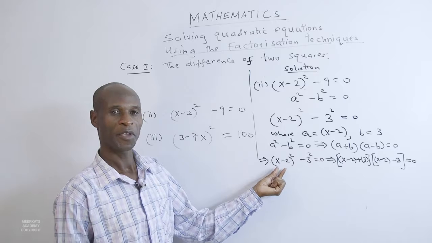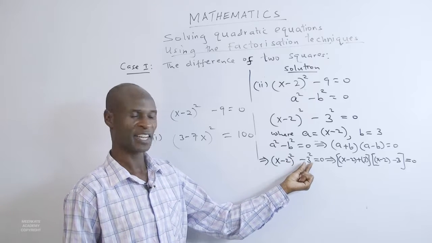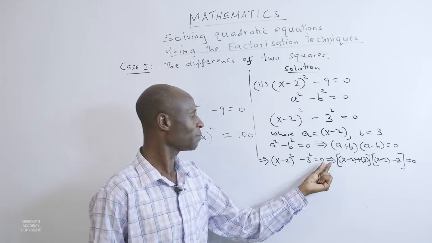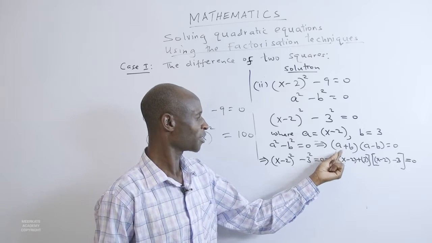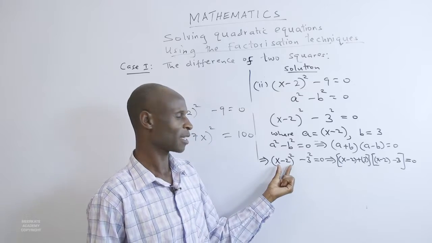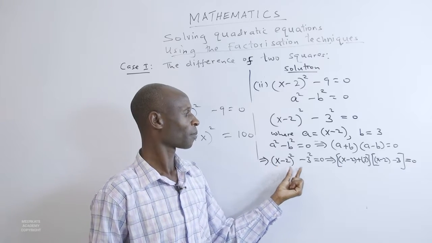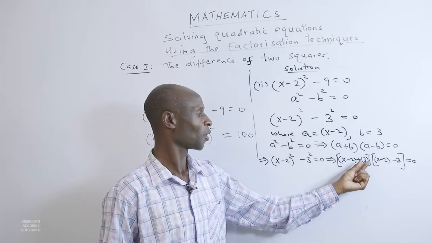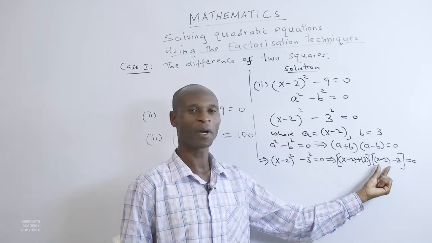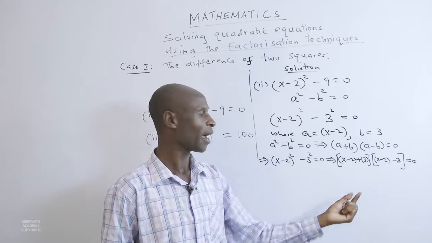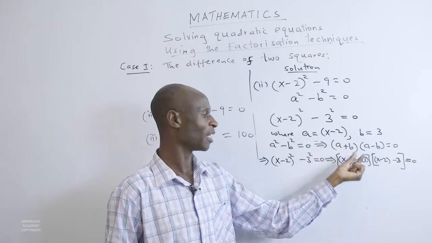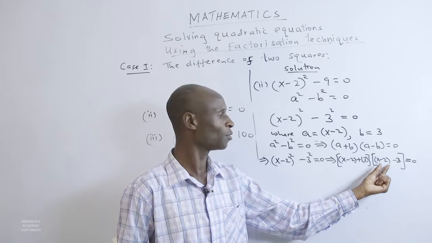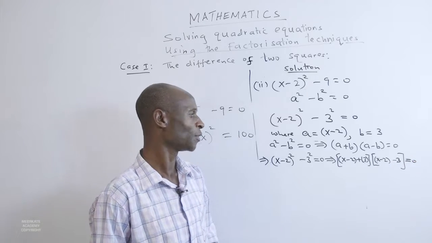So in this case, we have x minus 2 squared minus 9, which has been expressed as 3 squared, is equal to 0. So that implies that where there is a, we put there x minus 2 because this is our first term. Then where there is b, we substitute with 3. Close the bracket. Then the second bracket is a minus b. And the a in our case is x minus 2. Then b is 3. So it will be x minus 2 minus 3 is equal to 0.